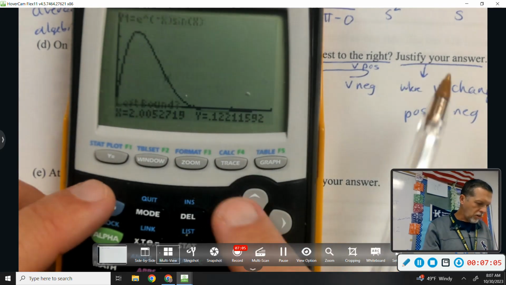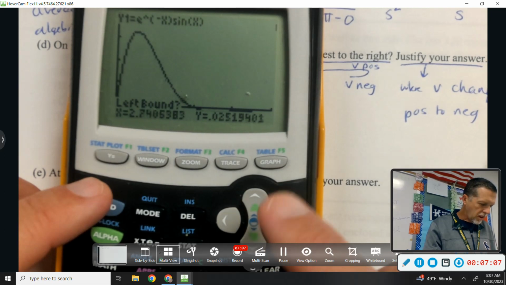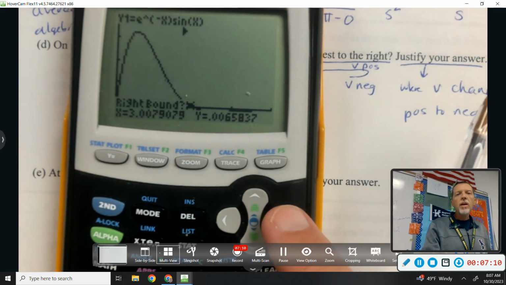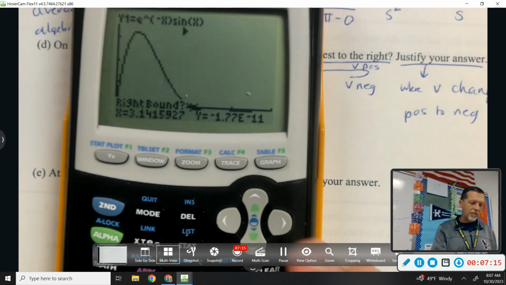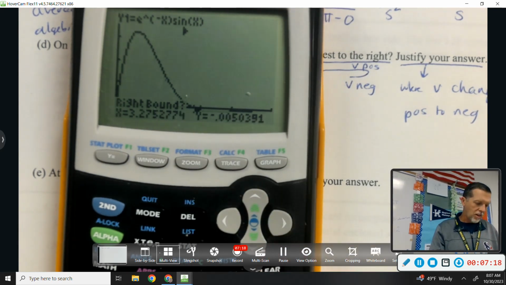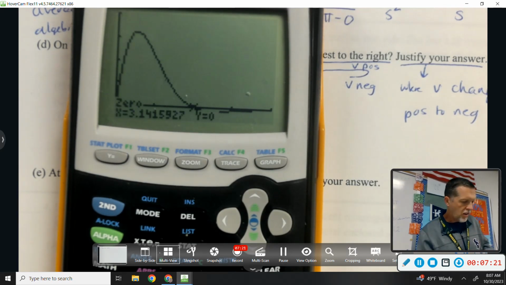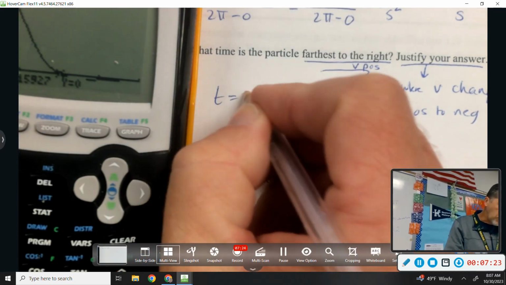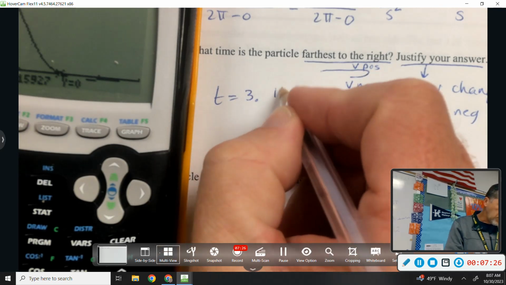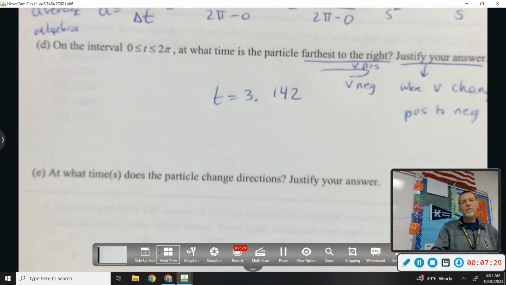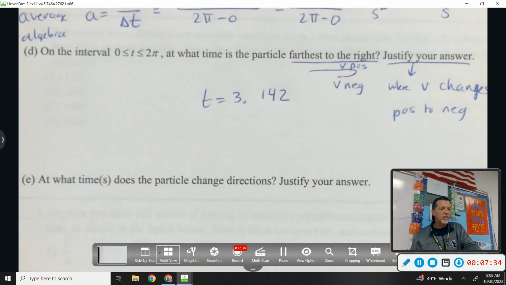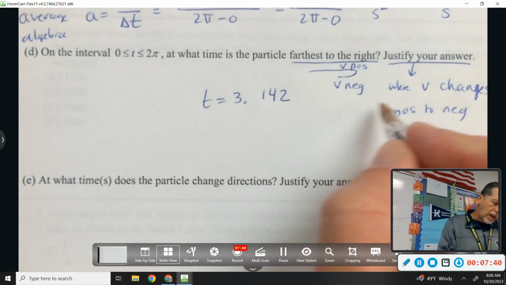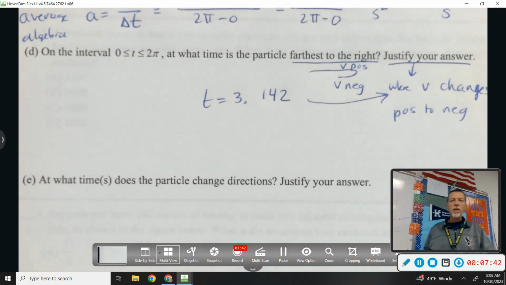Second calc 0. Left bound, right bound. By the way, you'll know you've gone far enough right if you look at your y value and it goes negative. That means you've crossed the axis and you're into the negatives now. So that happens at t equals, to 3 decimals, 3.142. Now, that also is pi, but you don't have to know that because it's a calculator question. So to 3 decimals, time equals 3.142. And the reason is that's where velocity changes positive to negative.